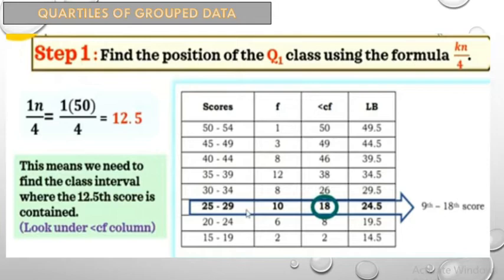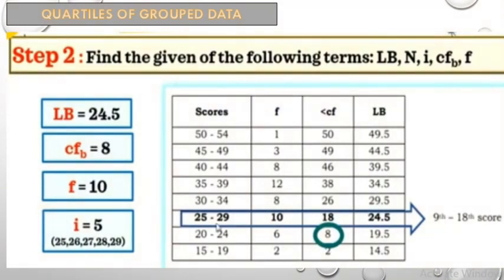Dito po tayo titingin sa less than cumulative column. Makikita po natin yung 12.5 ay hindi po pwede sa baba ditong sa 8, kasi mababa siya sa 12.5. Dito naman po sa 26, hindi rin po siya pwede kasi masyado rin siyang mataas sa 12.5. Samantalang dito sa 18, pasok yung 12.5. Kaya naman po, ito yung pipiliin nating class, yung 25 to 29 scores. So, yung result po ng ating step 1 will be our references or our values in our formula.